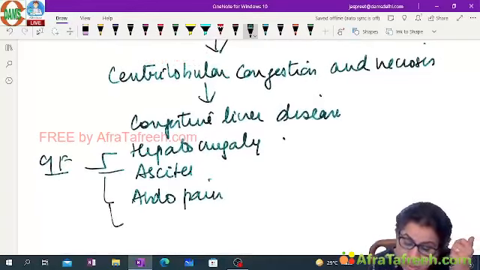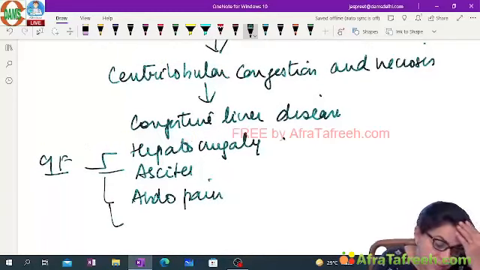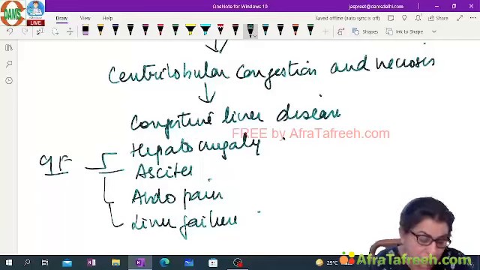Yes, Adesh, hemorrhagic necrosis. Correct. It is hemorrhagic necrosis. So they have this, and in the liver there may be liver failure as well. So ultimately the liver may also fail.